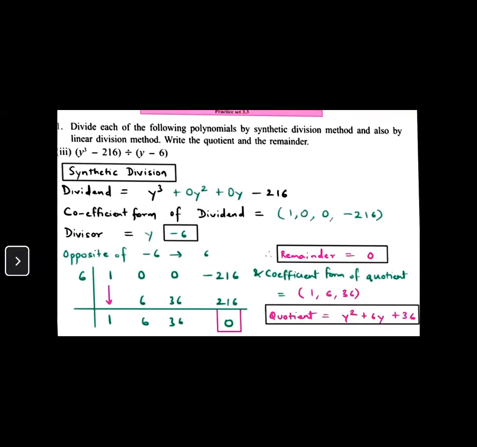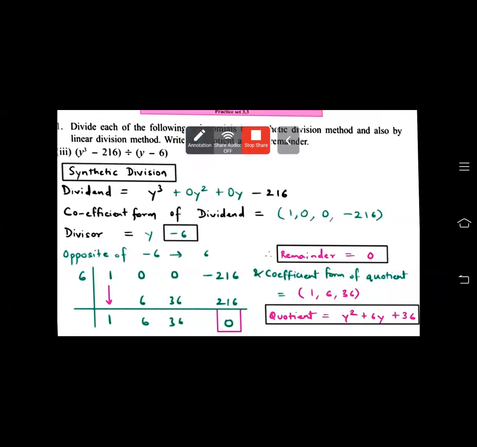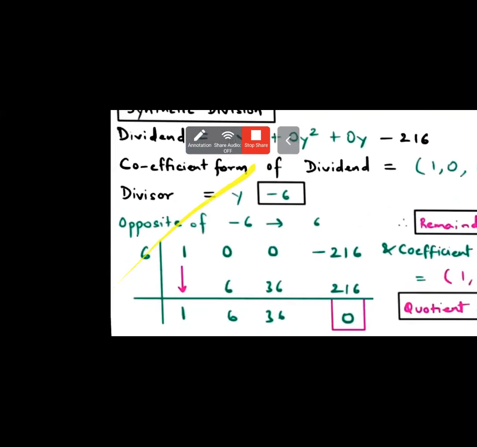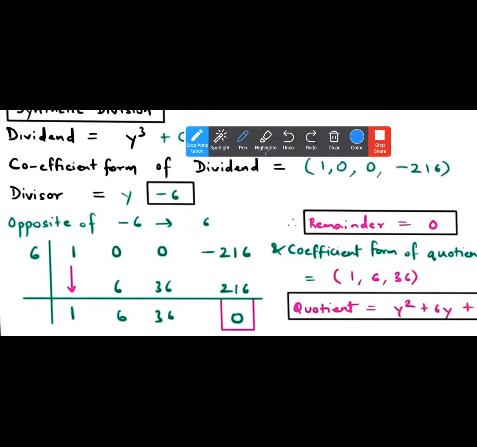The dividend is y cube plus 0y raised to 2 plus 0y minus 216. These two are missing terms, so you have to write in index form. Then the coefficient form is 1, 0, 0, minus 216. And the divisor is y minus 6; the opposite of minus 6 is plus 6. So you just have to use 6 and the coefficient form of the dividend: 1, 0, 0, minus 216 you will write on the first row and 6 on the left of the vertical line.